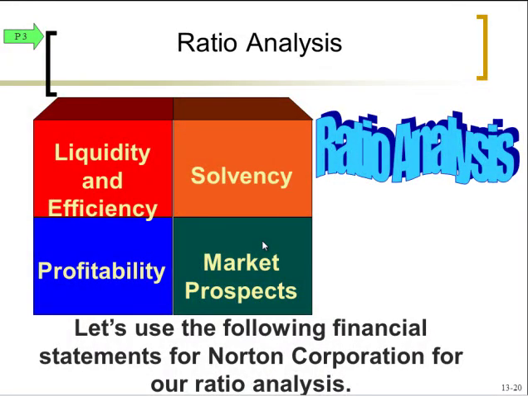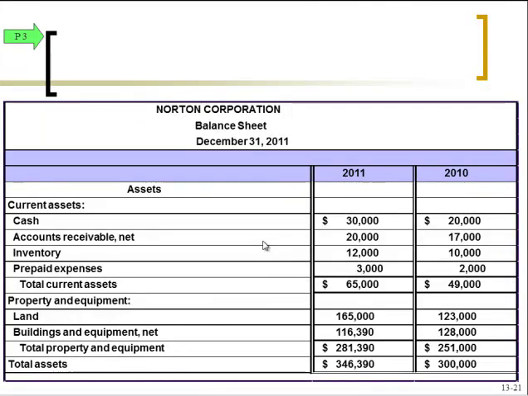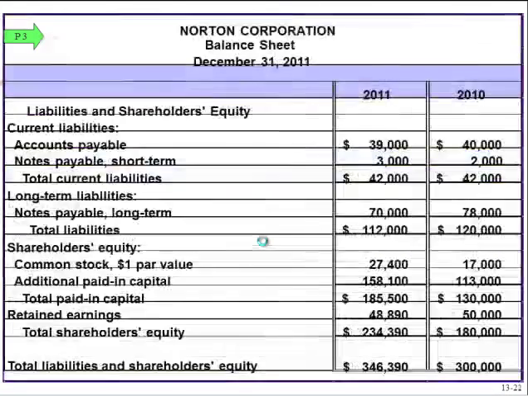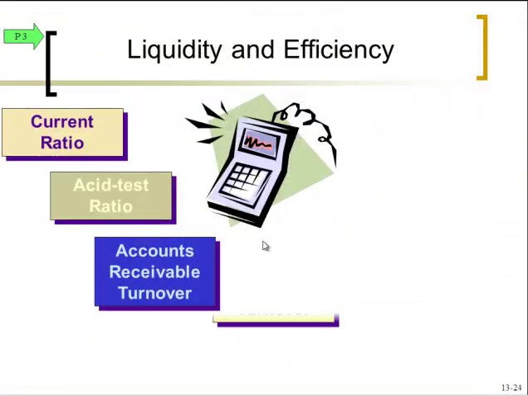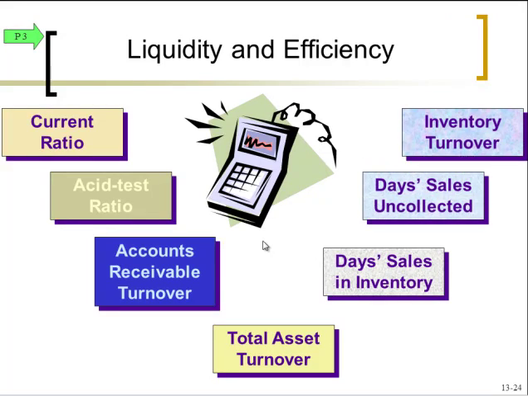Now we get into the ratio analysis where we bring back those building blocks: liquidity and efficiency, solvency, profitability, and market prospects. We're going to categorize each of the ratios into these building blocks. This just tells us what information we need. We need information from the balance sheet and from the income statement, and now we'll go through the actual ratios.